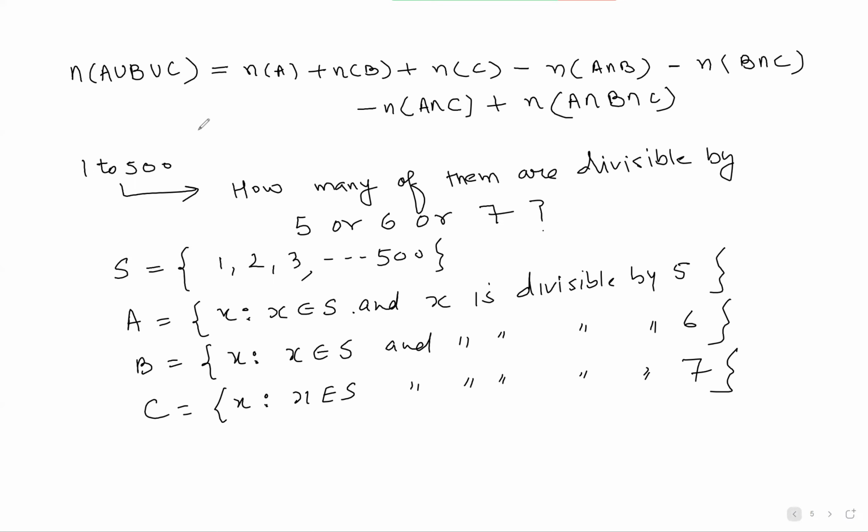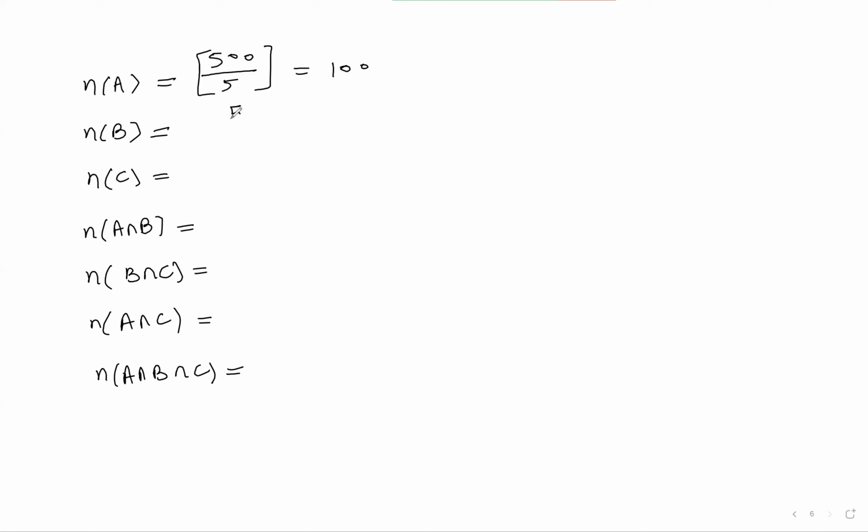Numbers in B, divisible by 6. That means 500 divided by 6. Compute the result: this is 83 point something, so rounded down it is 83. That means the greatest integer of 500 over 6 is 83. Then how many are divisible by 7? 71 point something, so the greatest integer would be 71.